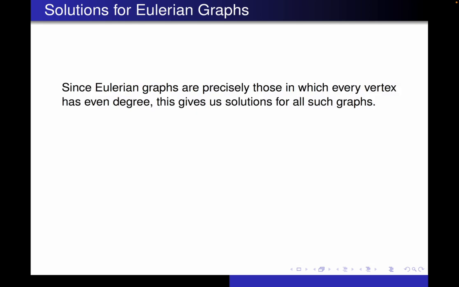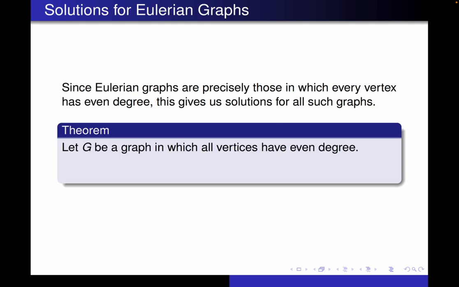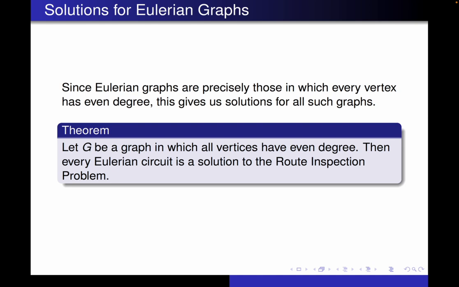So, since Eulerian graphs are precisely graphs in which every vertex has even degree, this gives us solutions to our root inspection problem for all of those graphs. So let G be a graph in which all vertices have even degree, then every Eulerian circuit is a solution to the root inspection problem.